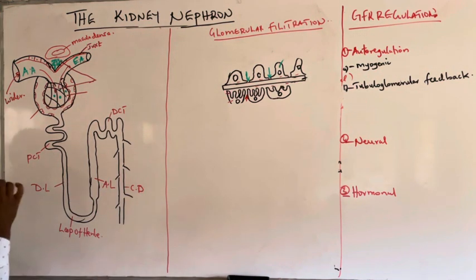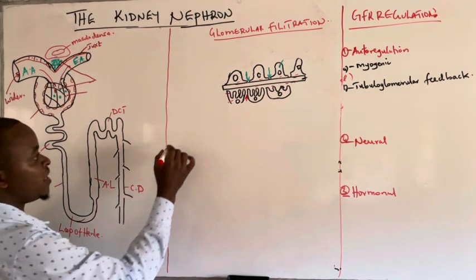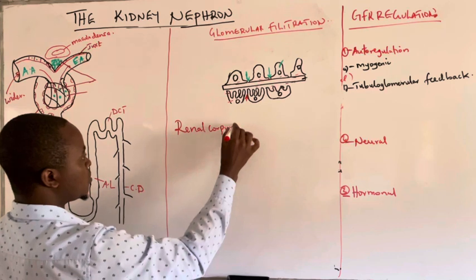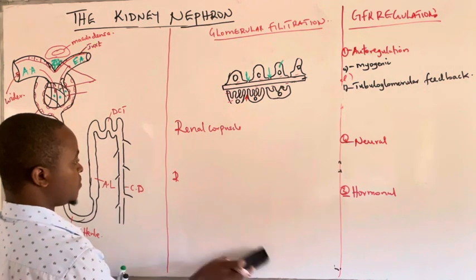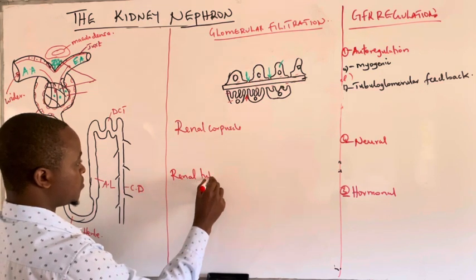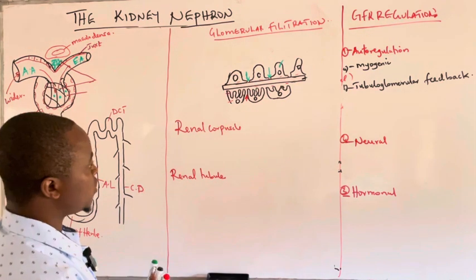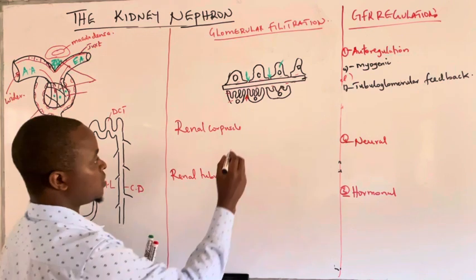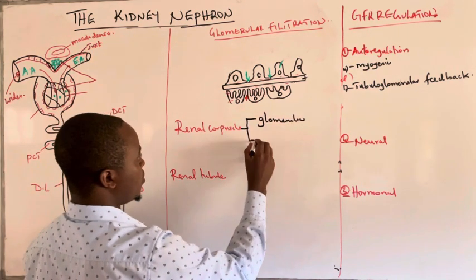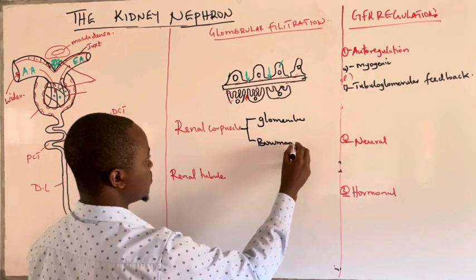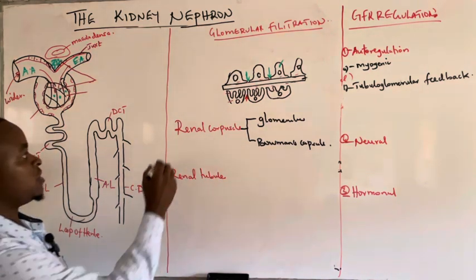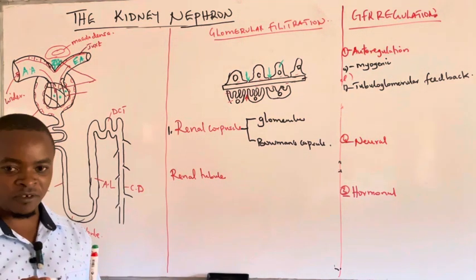Then this kidney nephron is divided into two parts, whereby we have the renal corpuscle and the renal tubule. The renal corpuscle is divided into two: it contains the glomerulus and the Bowman's capsule. So these are the components of the renal corpuscle, which is the first part of the kidney nephron.